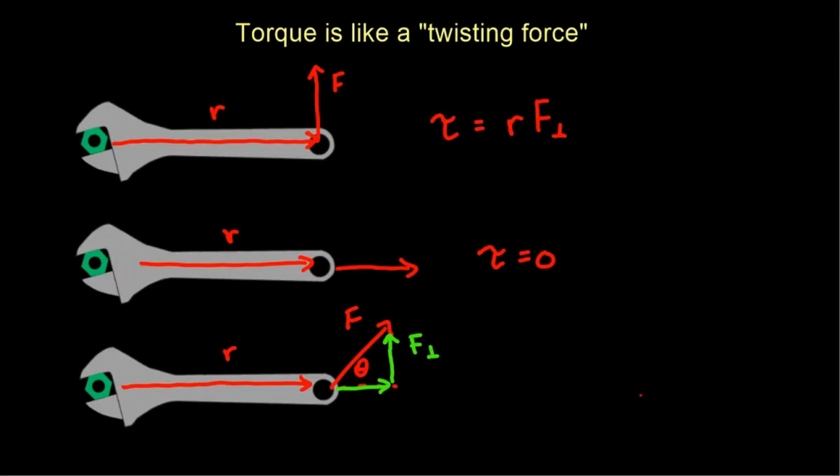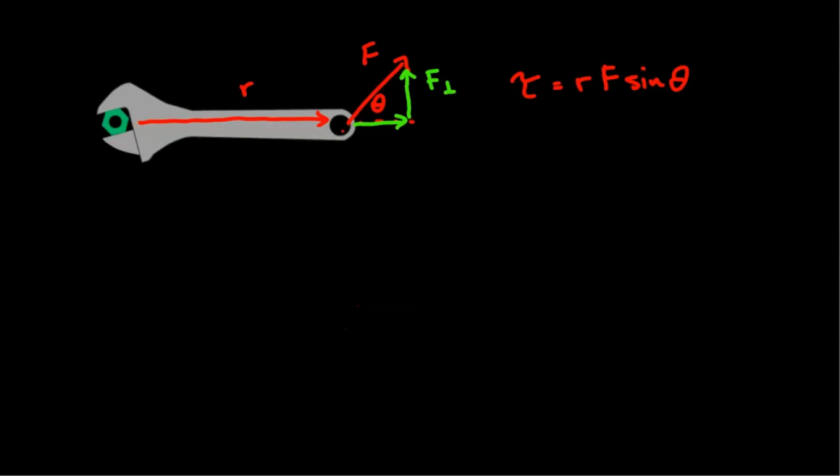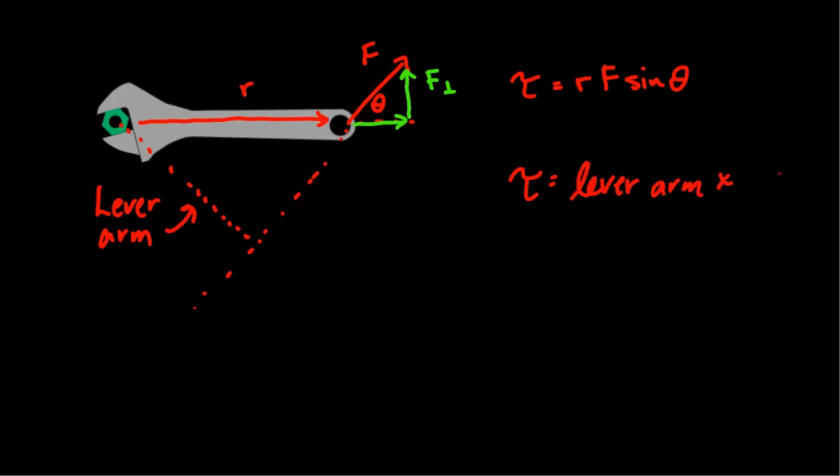And if it is at an angle, there's a couple ways we can solve this. One is to calculate RF sine theta, and the other way is to use what's called the lever arm. So the lever arm is a straight line perpendicular to the line of action, which is this force vector here, and that goes through the axis of rotation. So this line right here is called the lever arm. So that is another way to calculate torque. So torque, another way, is to take the lever arm times the force.